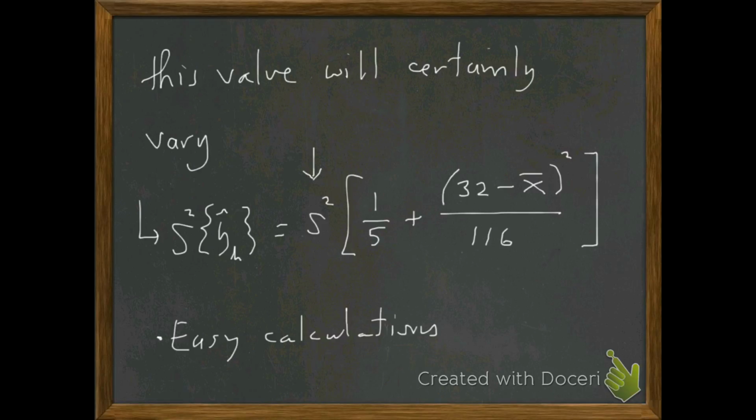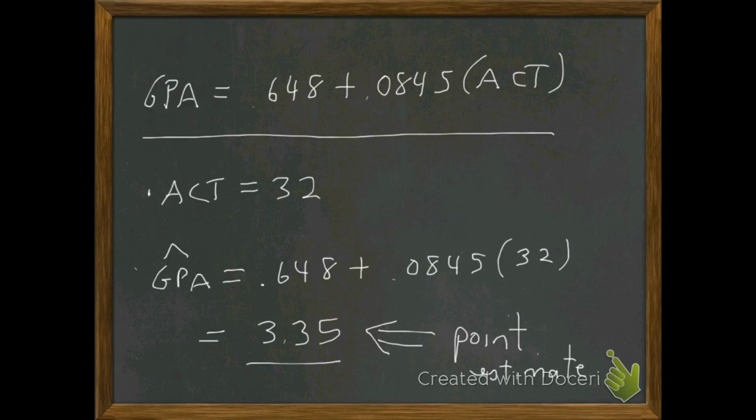So to do our confidence interval, our predicted value, I forget what that was, 3.35. So we could take 3.35 and add and subtract the margin of error, which we know how to do.